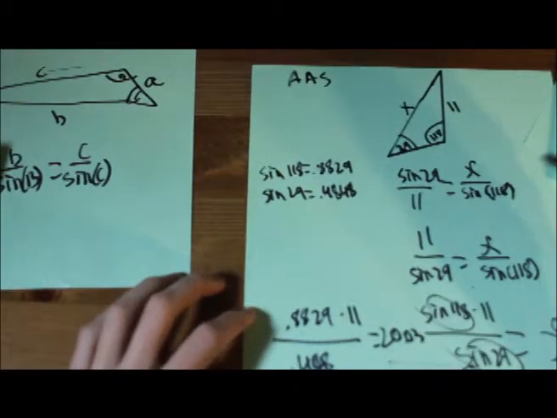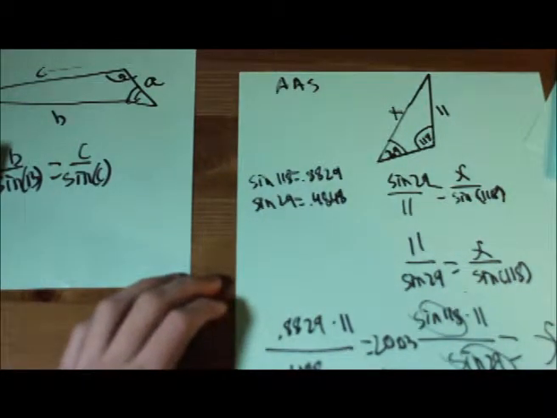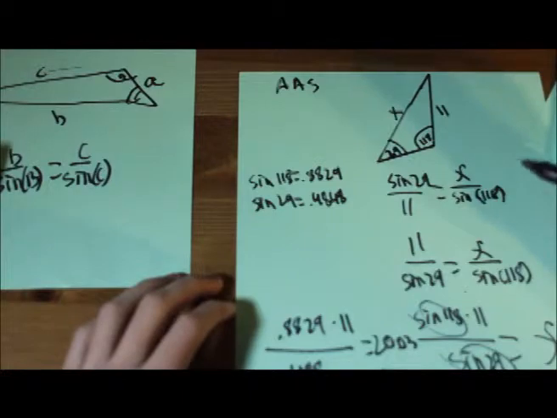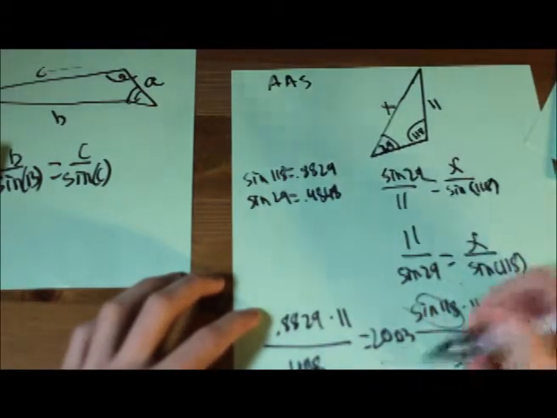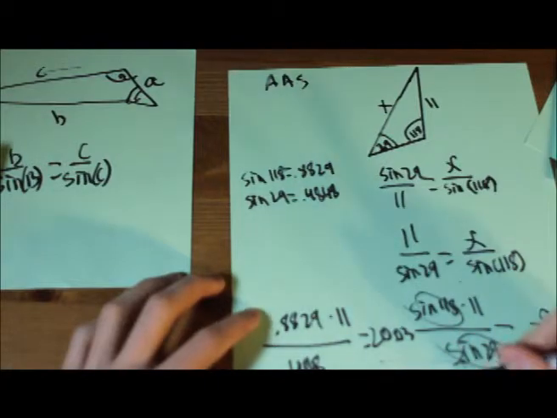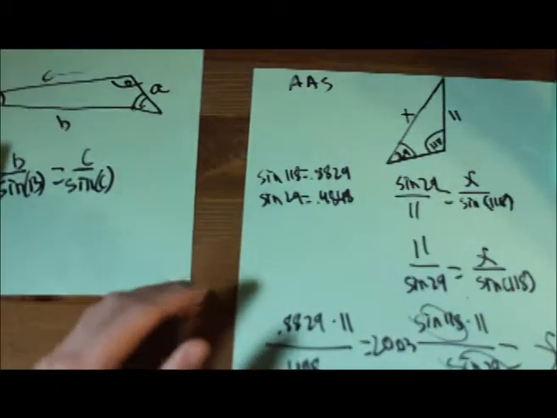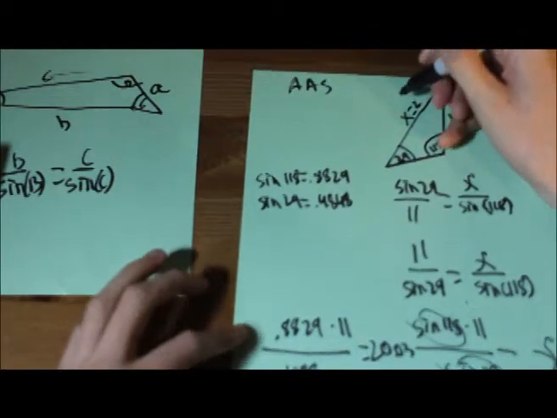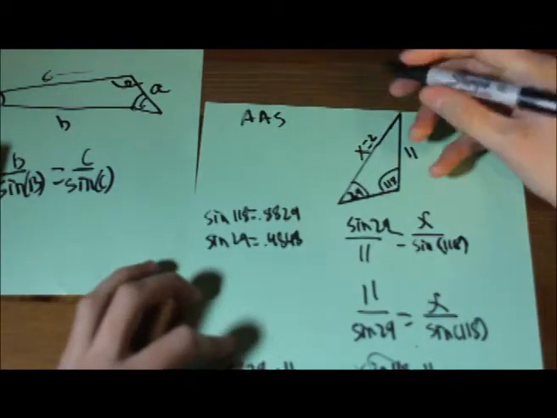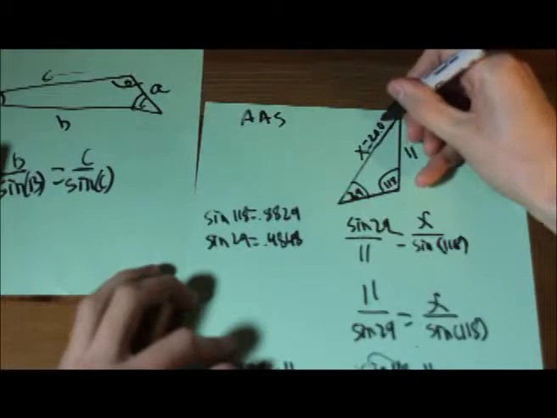You're going to end up with 20.03. Since there's no sines left over, we don't have to take any inverses. We're just left with x, so we're left with 20.03.